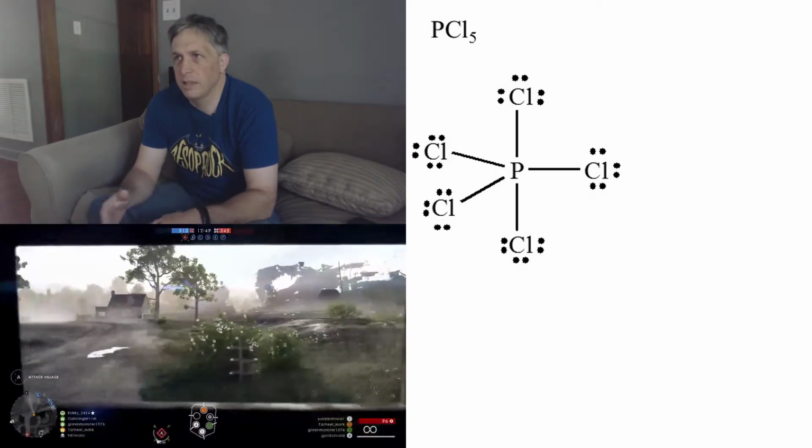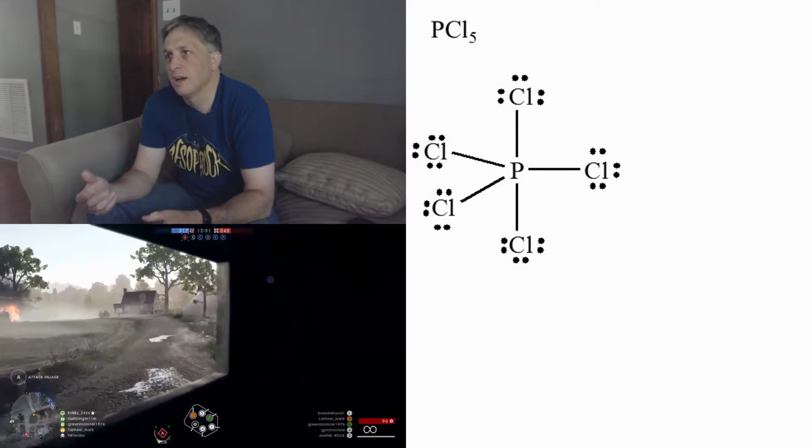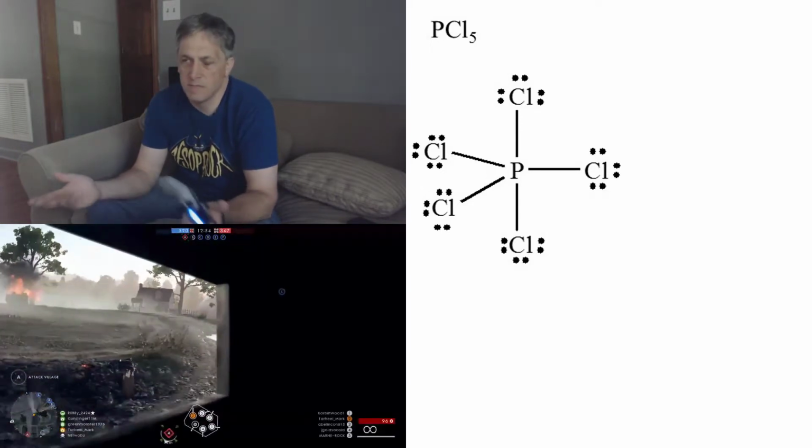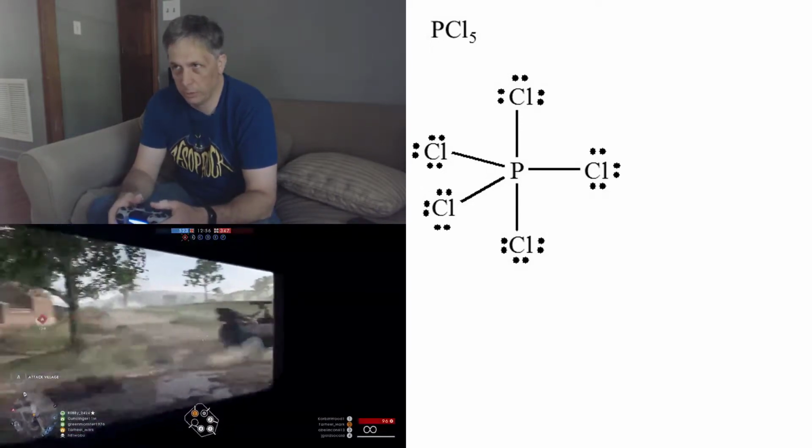So in this case, our outer atoms have their octets. The central atom has more than 8, but that's okay. So it looks like we're done.